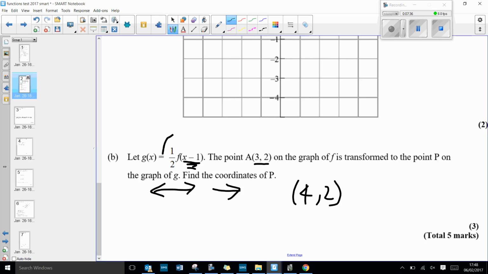Then we've got a vertical stretch by scale factor of half, which affects the y coordinate instead of the x, and so the y coordinate is going to be halved, so our new coordinate is going to be (4, 1). So P would be the coordinates (4, 1).